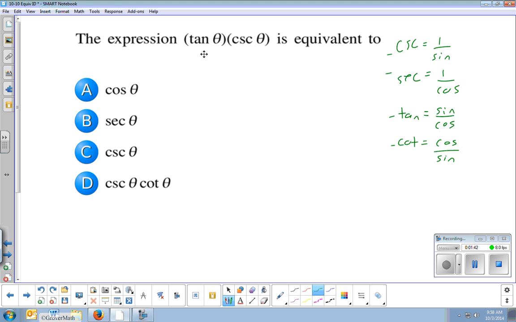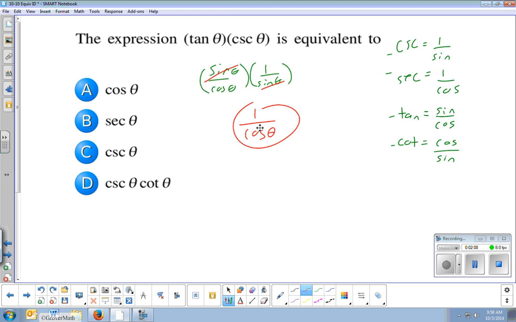Okay, so tangent theta times cosecant theta. Well, tangent is sine over cosine theta, and cosecant theta is 1 over sine theta. Then I can simplify by crossing out sine thetas, and I end up with 1 over cosine theta, which is my final function, but I'm going to express it as secant, because 1 over cos is secant. That's basically what a lot of this is. It's just turning them into stuff like that, simplifying, and then seeing what's left.